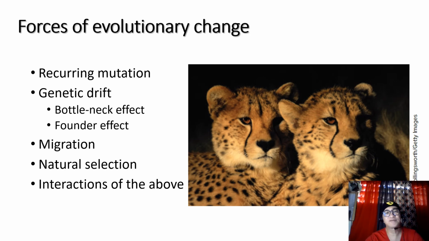There are major forces that lead to evolutionary change. You have recurring mutations. These are gene mutations that occur repeatedly, which is the ultimate source of variability in all populations. But it usually requires interaction with one or more of the other factors to cause a noteworthy change in allelic frequencies. Genetic drift, which comes in two forms, bottleneck effect and founder effect.